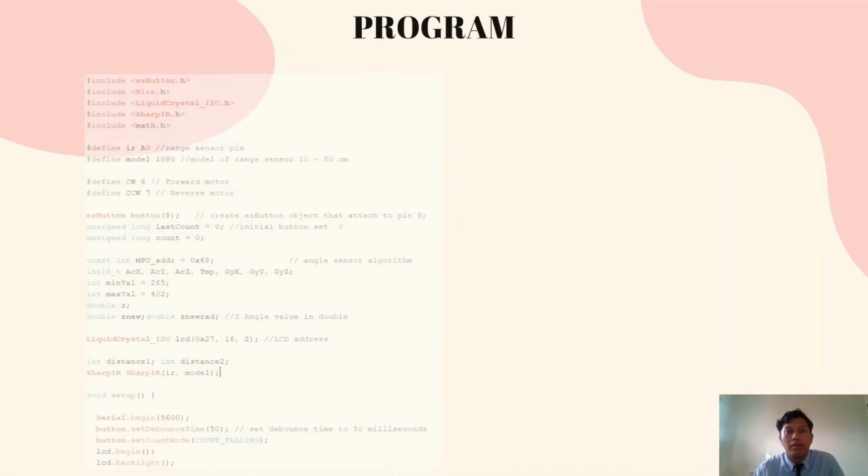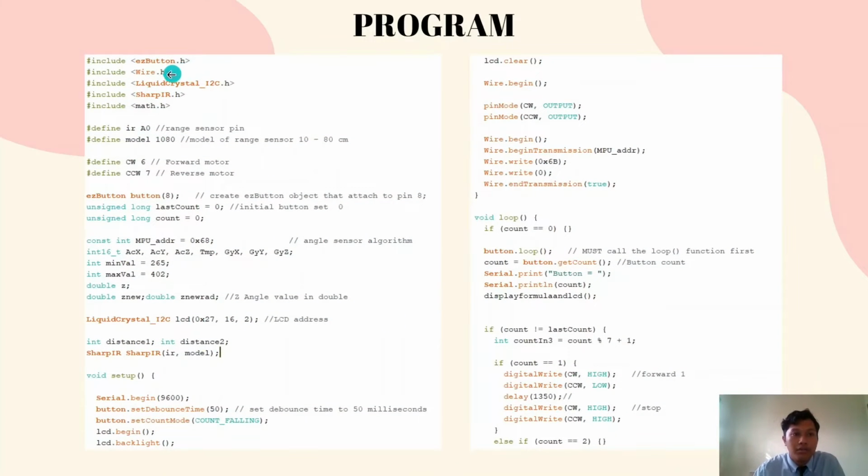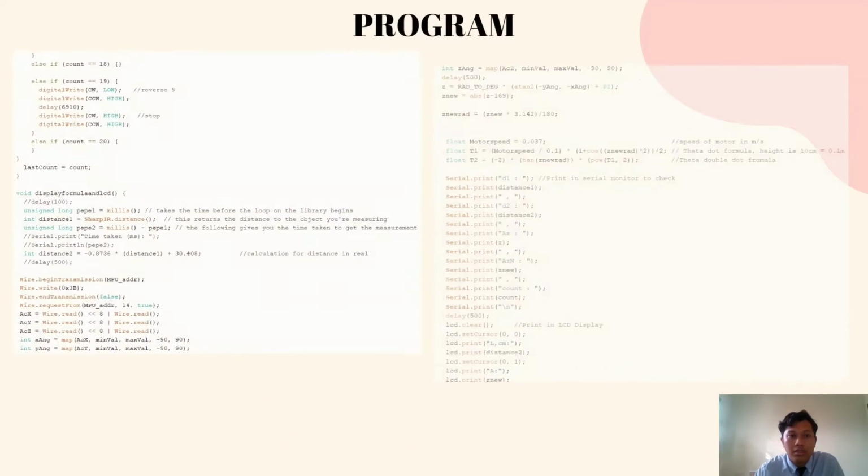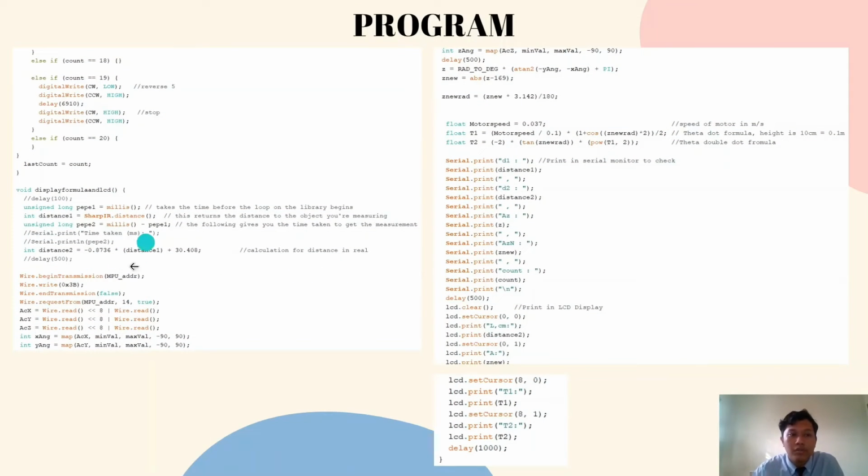I will start with the program. First of all, we include the button, wire, liquid crystal, and Sharp IR. Basically the inputs of the code are the button, and the sensors, which are the Sharp IR at pin A0, and the angle sensor MPU 6050 at pins A4 and A5. This is CW for the clockwise motor and counterclockwise motor at pin 7. So this is the code, and this is the motor for forward and reverse at a few seconds and milliseconds. This is the program for the display formula on the LCD, which includes the formula and the display of the LCD.